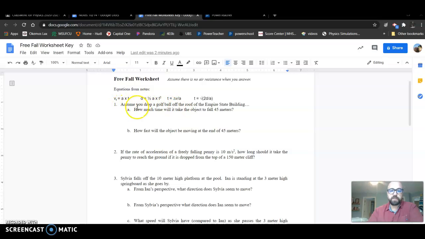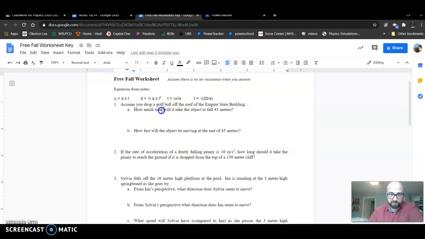So when I look at the first one here, assume you drop a golf ball off the roof of the Empire State Building. How much time will it take the object to fall 45 meters? Most common wrong answer, kids did 45 divided by 10 and got 4.5 seconds. There's no formula up there like this.